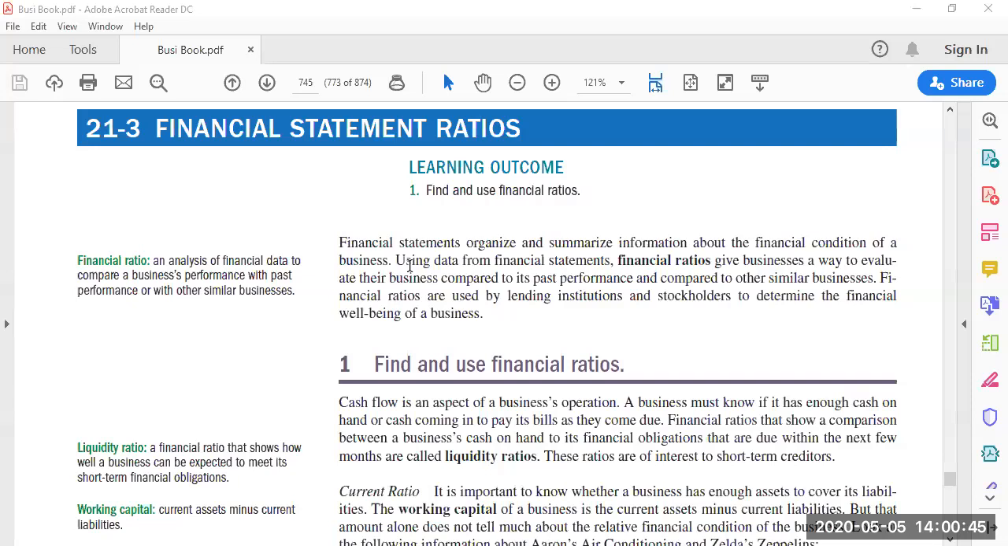A financial ratio is an analysis of your financial data to compare the business's performance with past performance or with other similar businesses. Financial statements organize and summarize information about the financial condition of a business. Using data from financial statements, financial ratios give businesses a way to evaluate how well they are doing. And financial ratios are also used by lending institutions and stockholders to determine the financial well-being of a business.